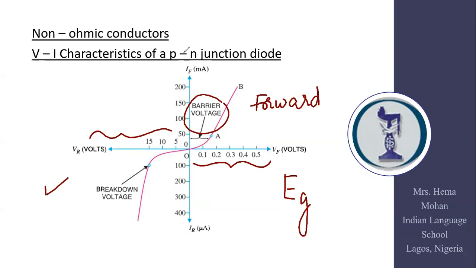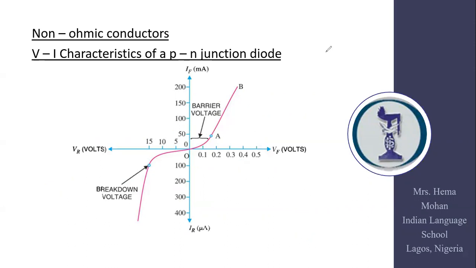And in the reverse direction, the more and more you try to make the material conduct, the material breaks down. That's why we call it the breakdown voltage. Regarding all this, you're going to do in detail in the chapter called semiconductors. But for now, this is going to be our next example for a non-ohmic conductor. That's our PN junction diode.